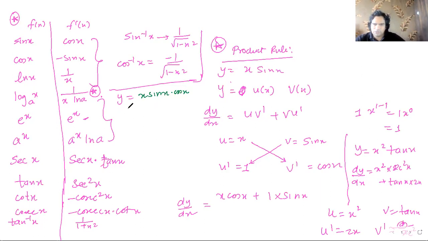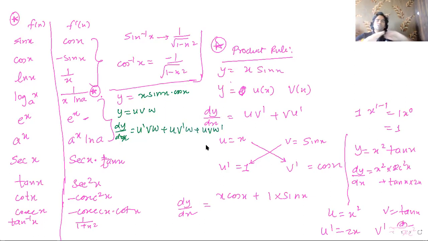Now, when you have three functions, let's say y equals uvw, or even for that matter four functions, just apply the logic that I'm telling you. You keep one function differentiated at a time and the other two as they are. So dy by dx in this case will be u dash vw plus uv dash w plus uvw dash. So the product can be differentiated like this: u dash vw, uv dash w, and so on.